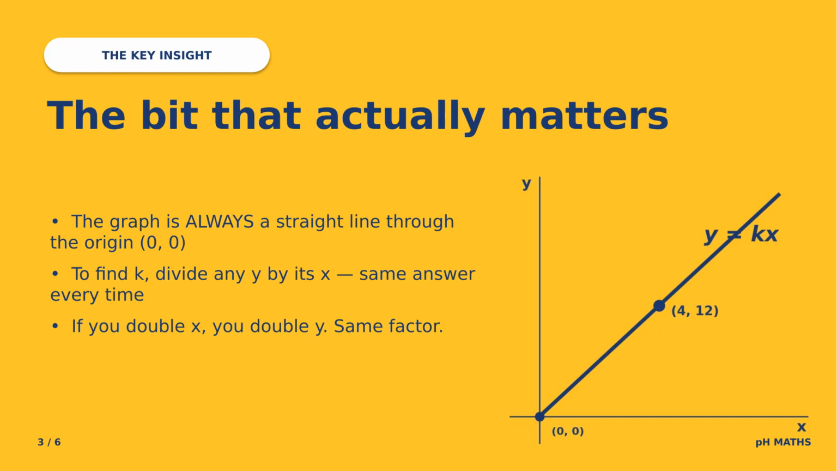Here's the key insight. The graph of y equals kx is always a straight line through the origin, 0, 0, never just starting anywhere on the y-axis. So to find k, take any pair of x and y values and divide y by x. You'll get the same answer every time. That's because the gradient of k is constant. Same factor in, same factor out. That's what proportional really means.